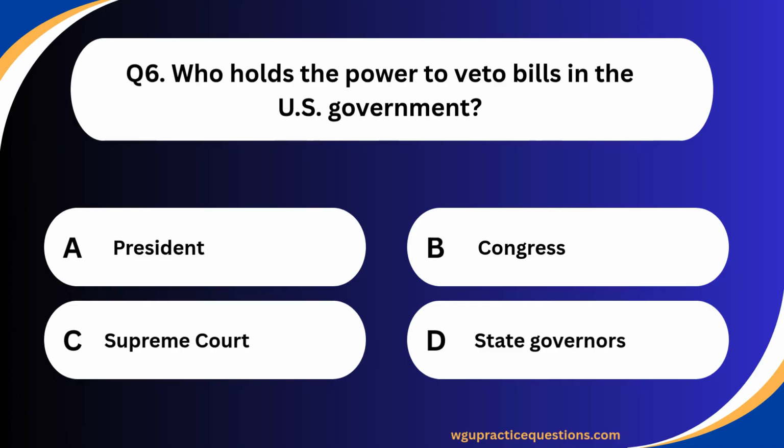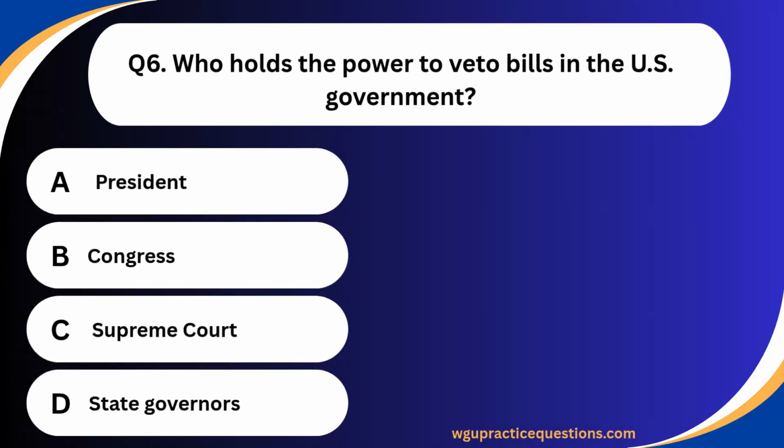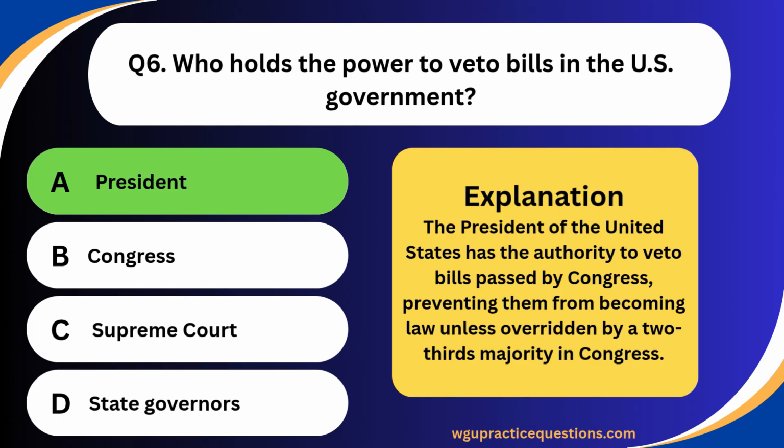Question 6. Who holds the power to veto bills in the U.S. government? A. President. B. Congress. C. Supreme Court. D. State governors. Which one is the correct answer? The correct answer is A. President. Explanation. The President of the United States has the authority to veto bills passed by Congress, preventing them from becoming law unless overridden by a 2/3 majority in Congress.